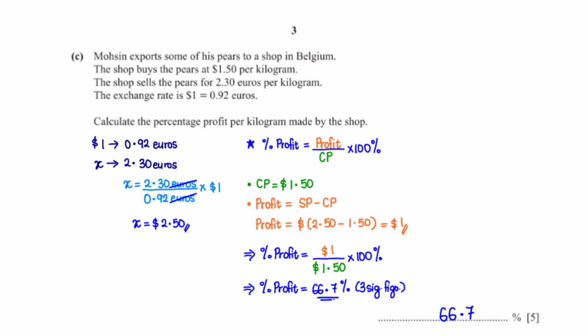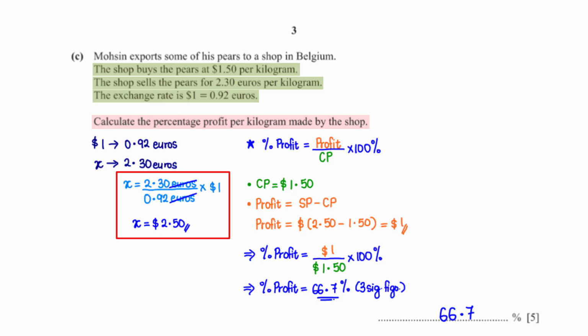Motion exports some of his pears to a shop in Belgium. The shop buys the pears at $1.50 per kilogram. The shop sells the pears for 2.30 euros per kilogram. The exchange rate is $1 equals 0.92 euros. Calculate the percentage profit per kilogram made by the shop. First, let's convert the selling price to dollars by setting up the conversion ratio. When we cross multiply and make x the subject, we get $2.50.